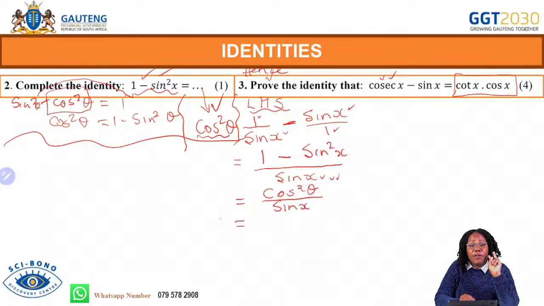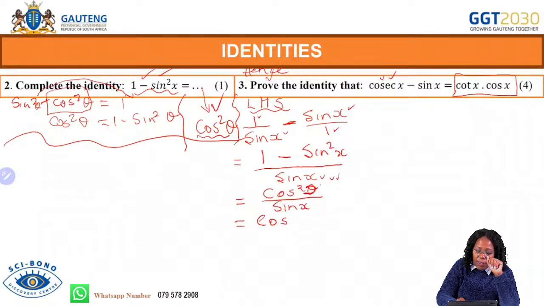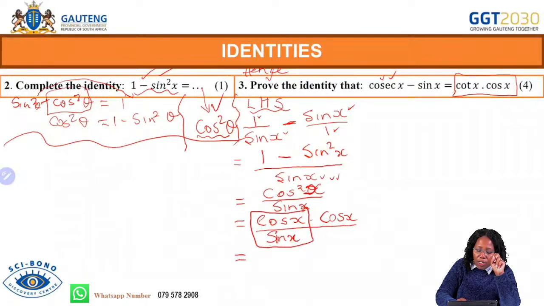Okay, and then if it says cos squared theta, that means we are having 2 cos, not cos theta, cos x, sorry. Cos x multiplied by the cos x is giving us cos squared x. And then on the denominator, we have a sine x. So remember, cos over sine identity is a what? It's a cot x. So these two give us cot x, and then we multiply by cos x.